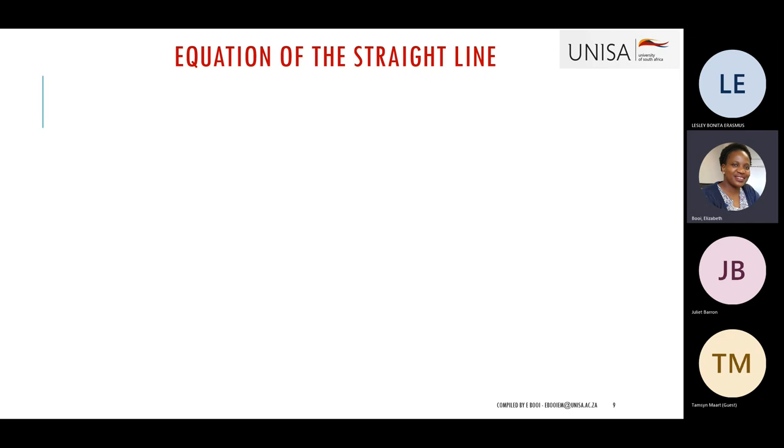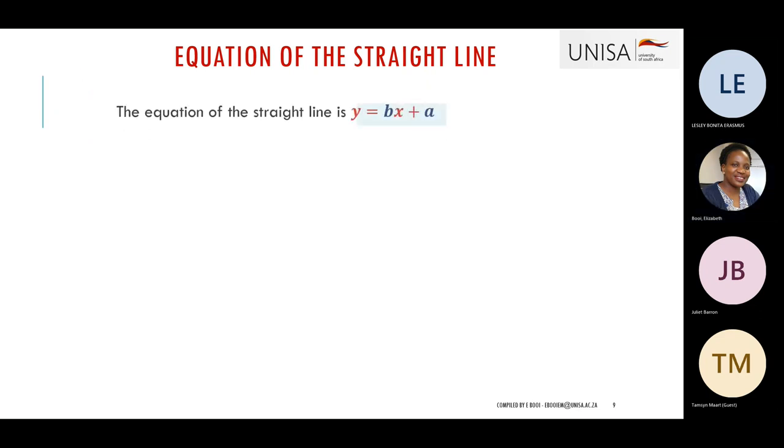Okay. So, the equation of a straight line. When we have a straight line, remember we have a line that looks like that. This is our y-axis and this is our x-axis, and we have our straight line. This straight line is represented by an equation, and that is what we call the equation of a straight line.